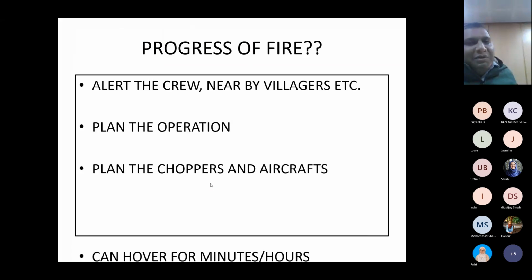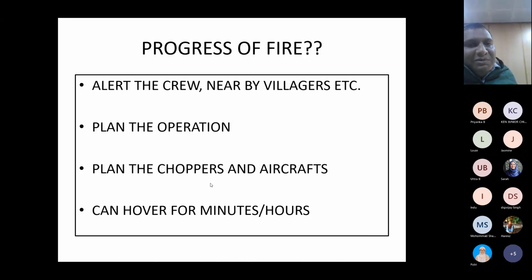When we come to know how the progress of the fire is happening, then we can plan the operation very nicely. We can alert the crew which direction it is moving, and we can plan the choppers and aircraft according to it. Drones play a very important role because certain drones can hover for minutes or hours. That will be a great use to the firefighting crew.